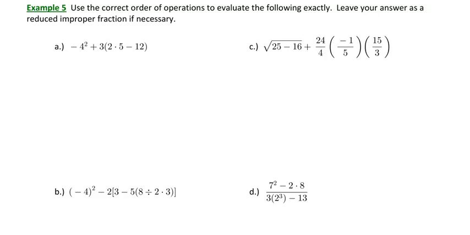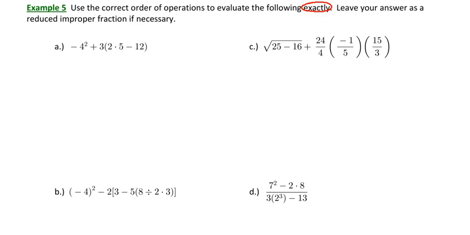Use the correct order of operations to evaluate the following exactly. Remember when it tells you to evaluate exactly, that simply means don't round your answer. Leave your answer as a reduced improper fraction if necessary. So on all of these examples, we have a variety of operations to execute, and we want to find the exact value of the arithmetic.